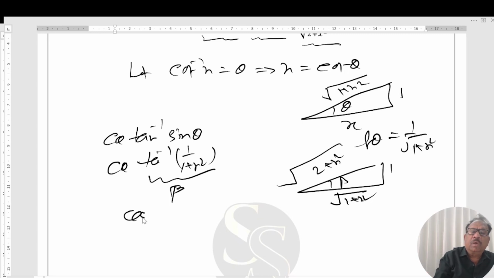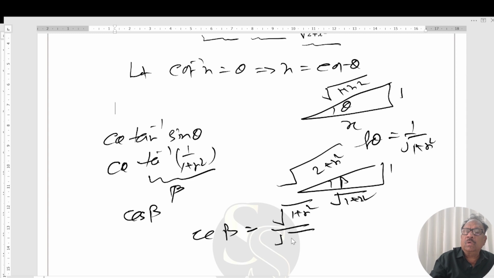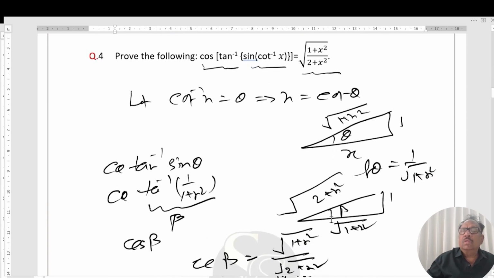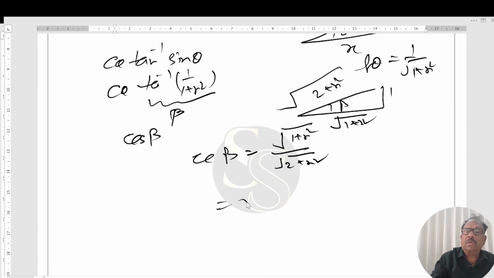Cos of beta will be equal to this upon this: under root 1 plus x square upon under root 2 plus x square. This you have to prove, that is the right hand side.